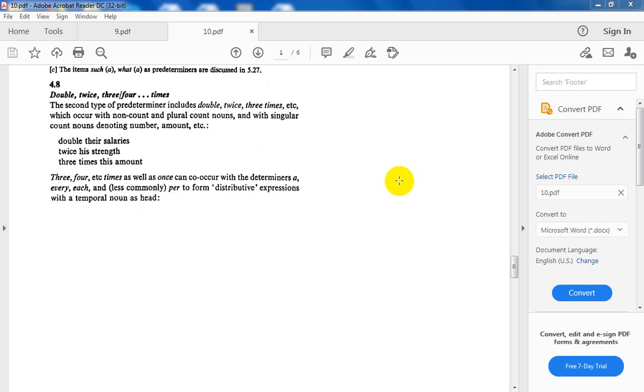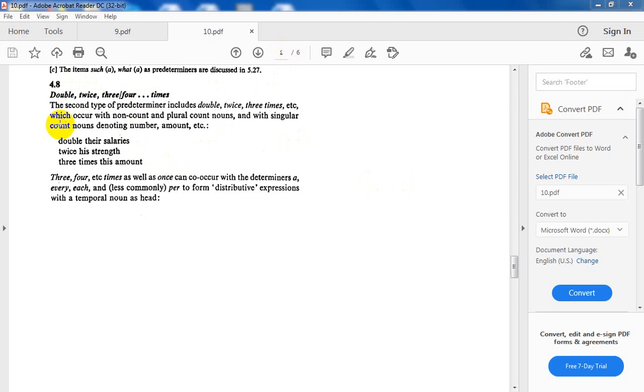Move to the second class of a predeterminer. We finished the first class of a predeterminer, which is half, all and both. The second class or category of a predeterminer is double, twice, 3 times, 4 times, 5 times.